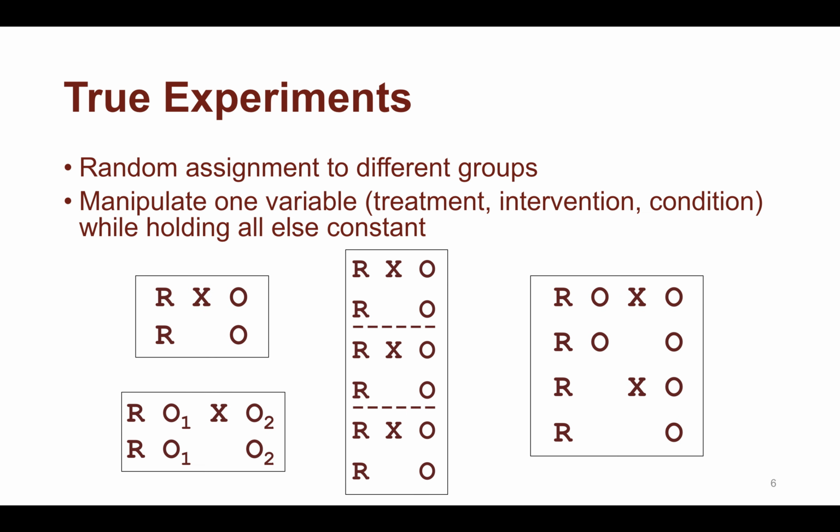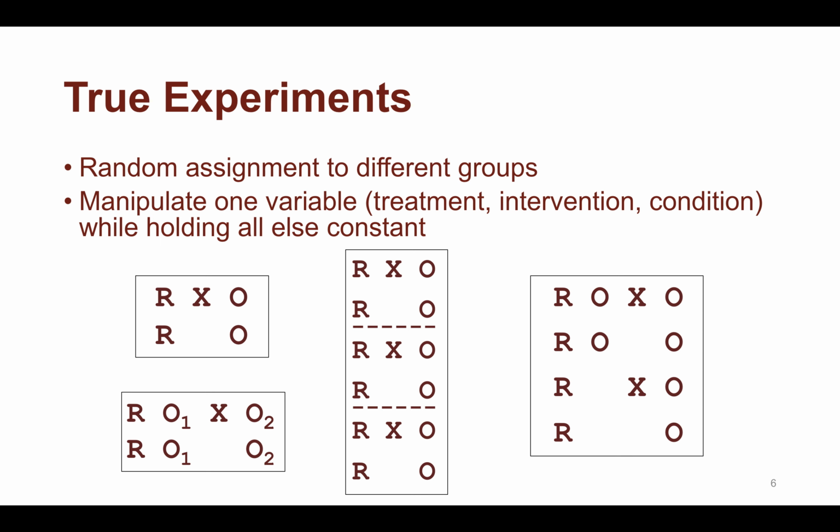True experiments involve random assignment to different groups. And then after you randomly assign, you manipulate one variable, which is considered to be either the treatment, intervention, condition, lots of different terms we can use to refer to the X variable, while holding all else constant. And by holding everything else constant, then you can make a reasonable assumption that whatever you're observing in the dependent variable is in response to the independent variable X.